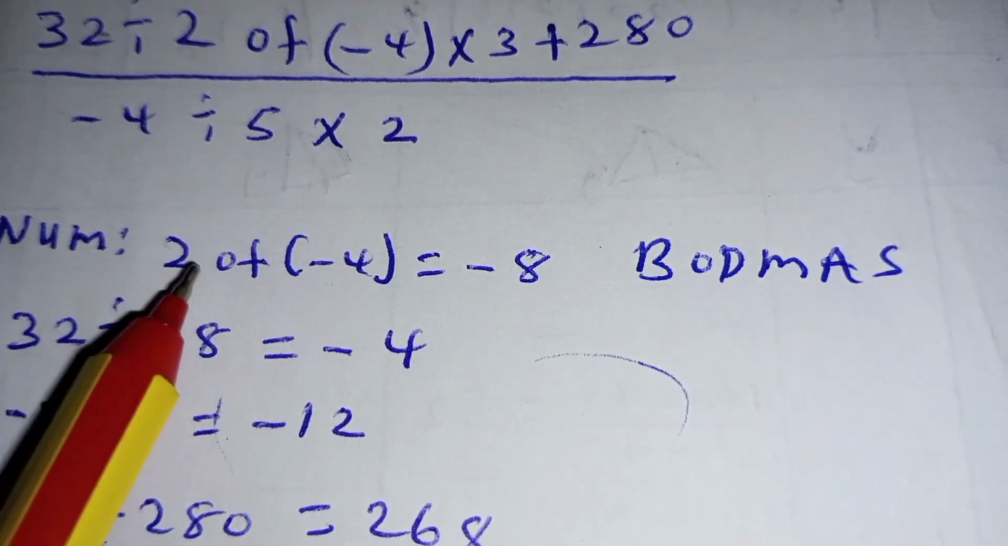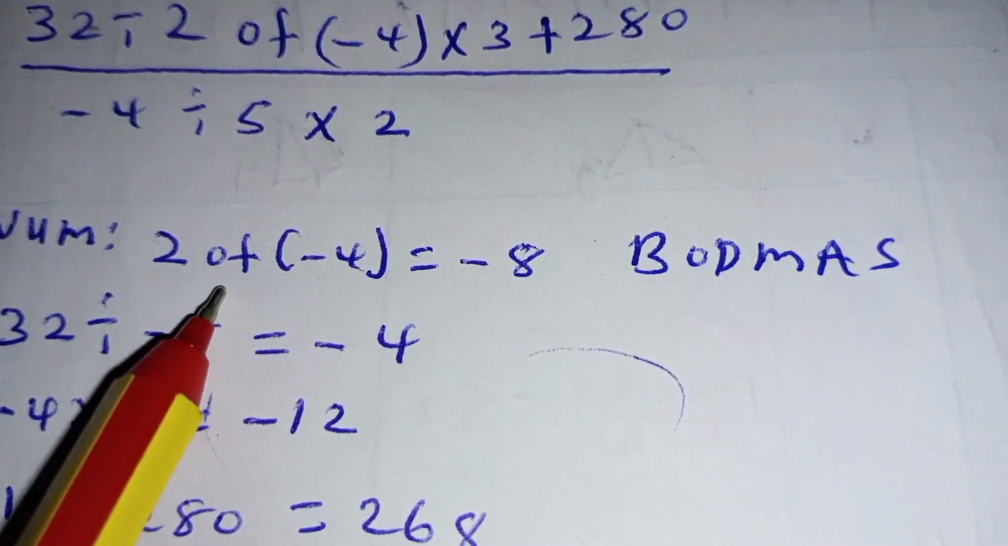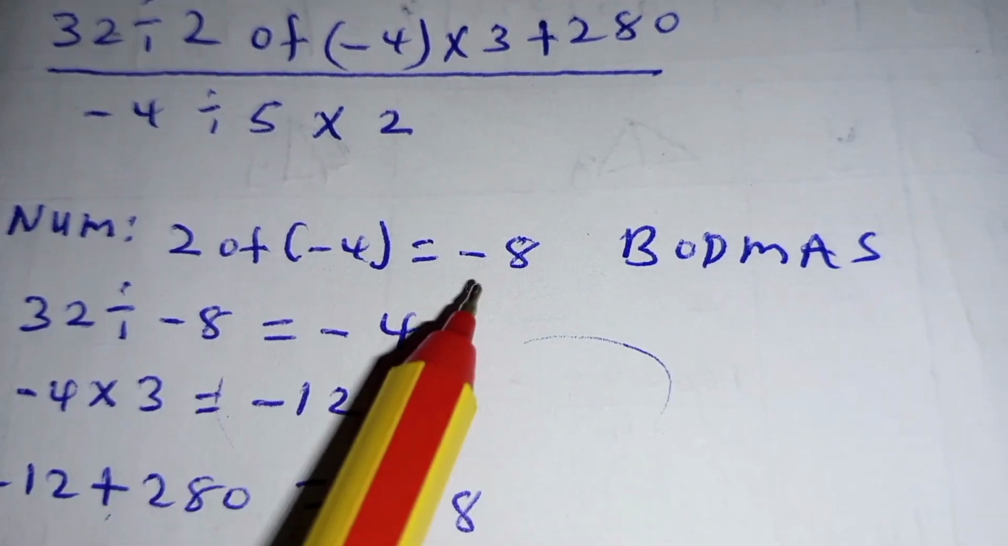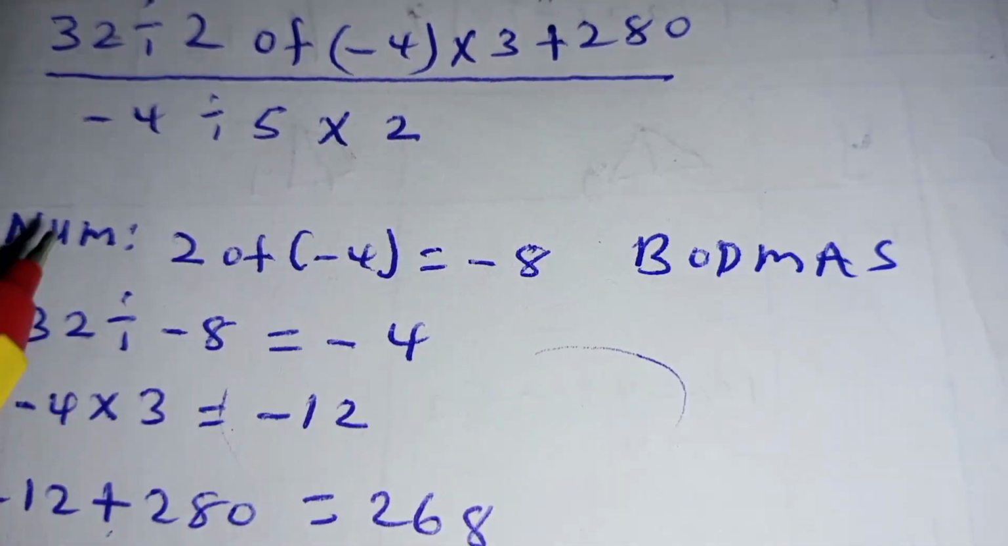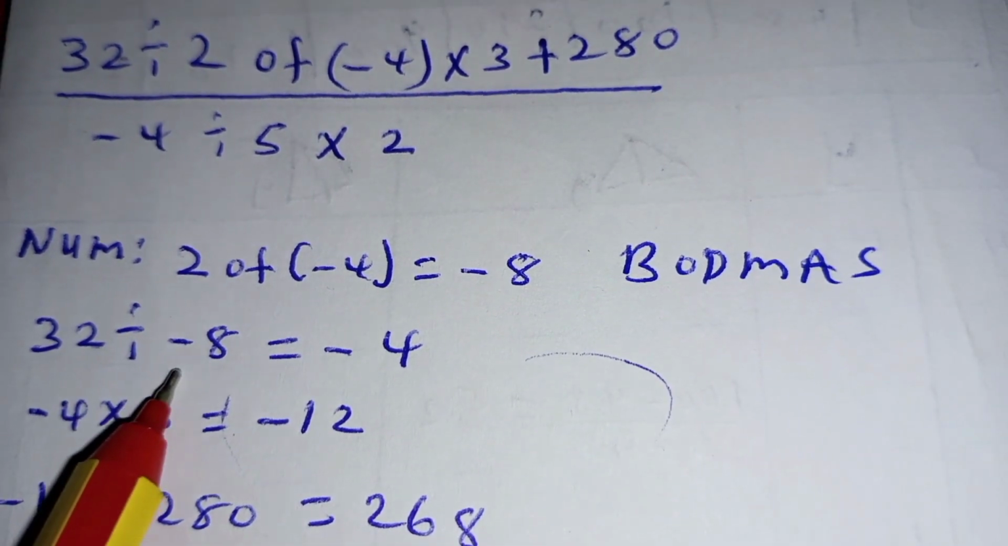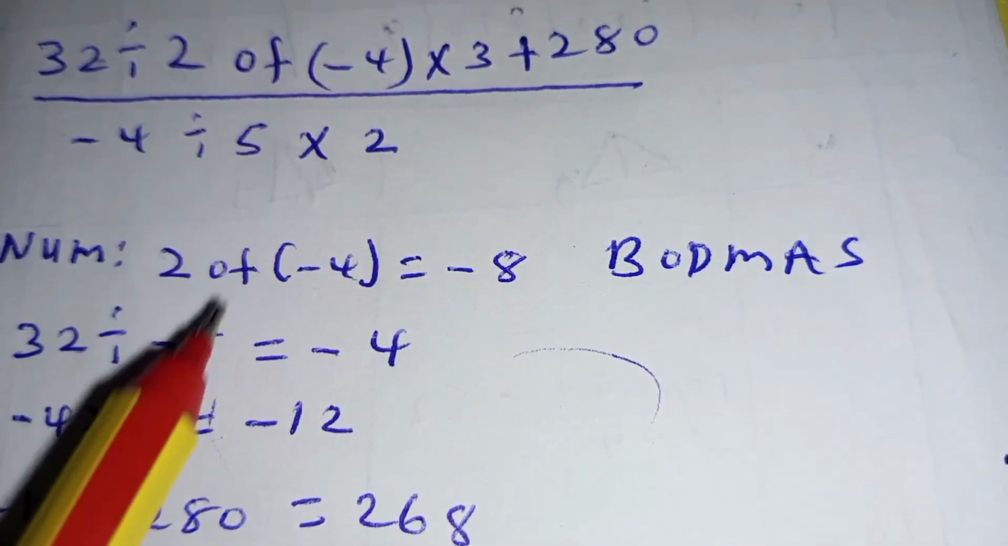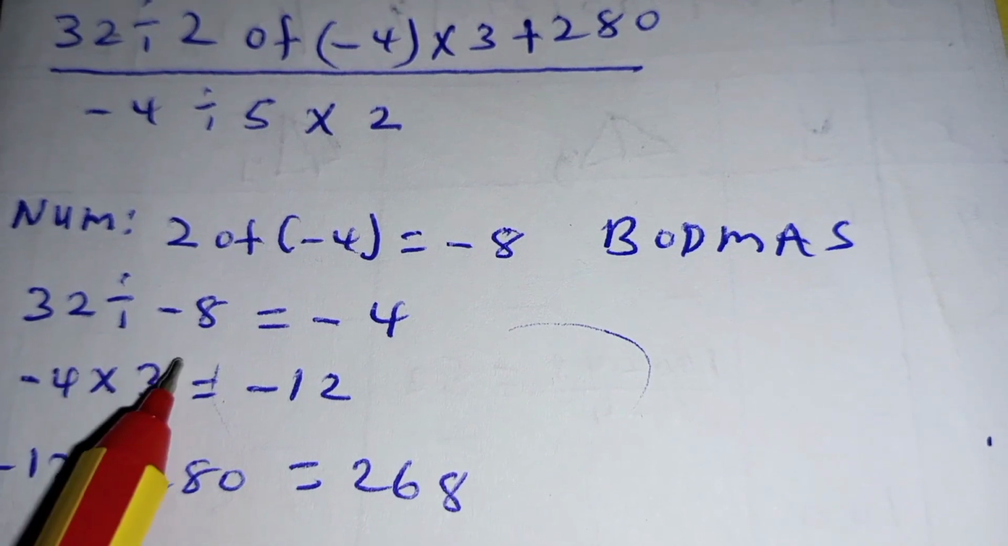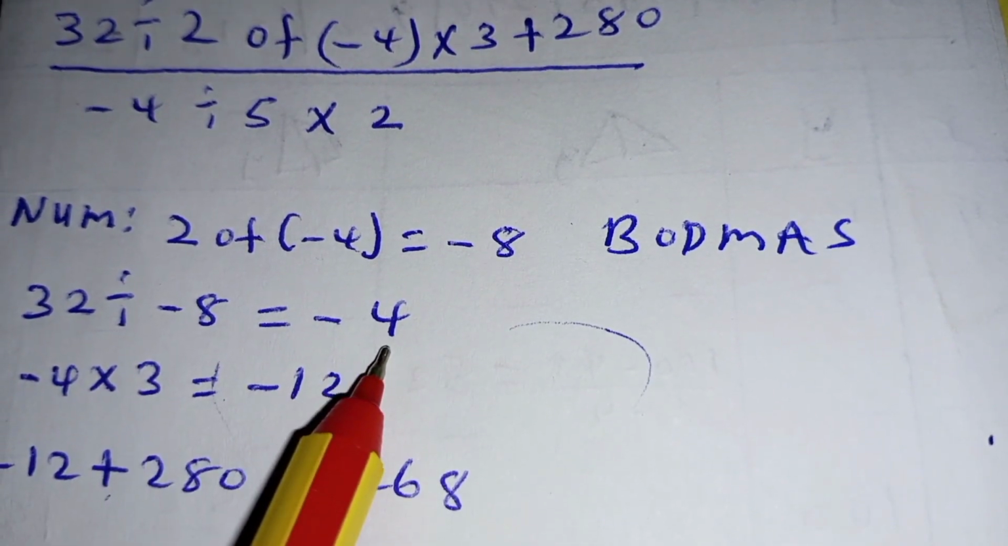So you have 2 of -4. Of means times. So you have 2 times -4 is -8. Then you go to division. You have now that 2 divided by -8. This part here will become -8. So that 2 divided by -8 is -4.